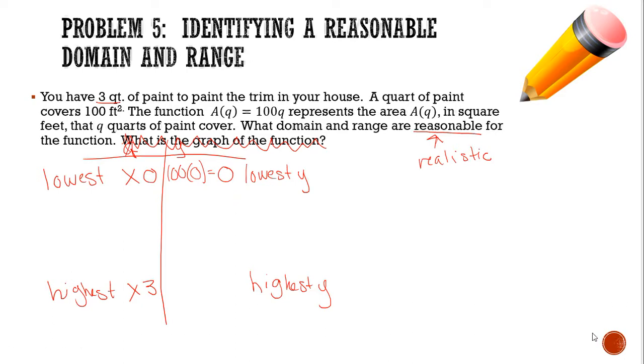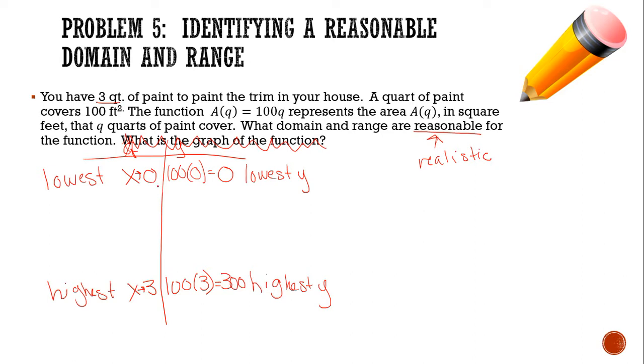And now I need to find the highest y value. So I found my highest x was 3. And I want to see, what if I plug 3 into my formula here? So if I plug in 3 for q, I'm going to get 100 times 3, which is 300. So I'm going to get 300 square feet of coverage.